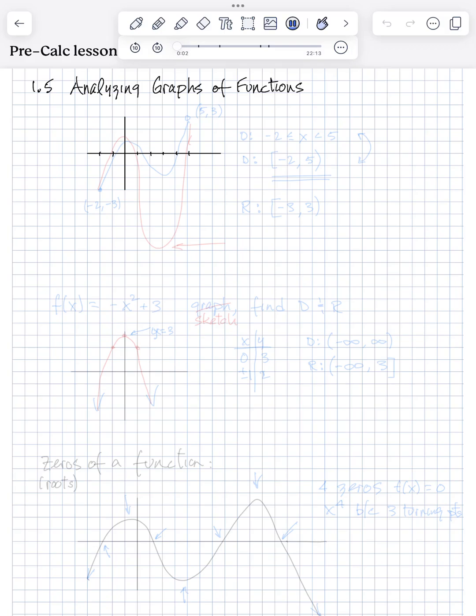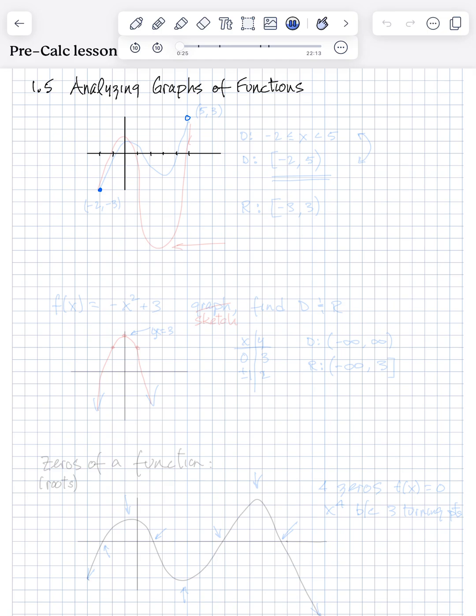Okay, lesson 1.5, analyzing graphs of functions. Let's say we've got a coordinate plane here, and we have a point at -2, -3. I'm going to fill that point in. Then our other point is at 5, 3, but that's going to be a circle.